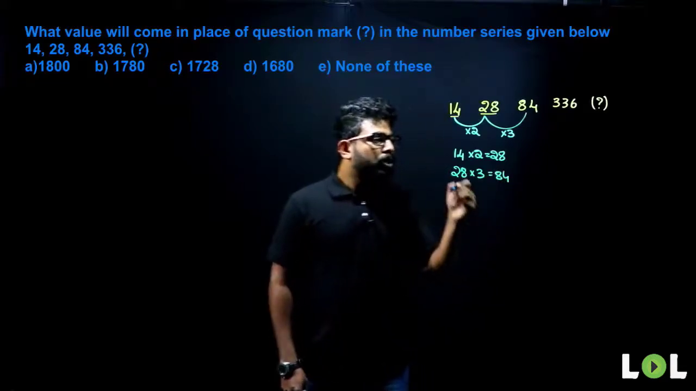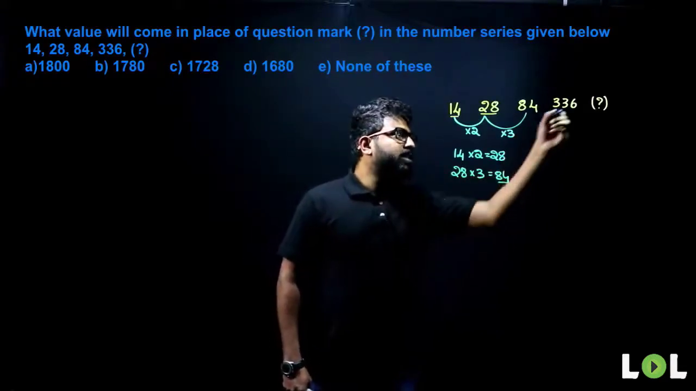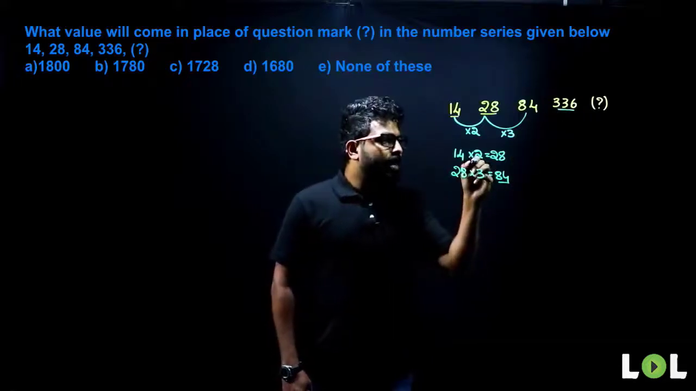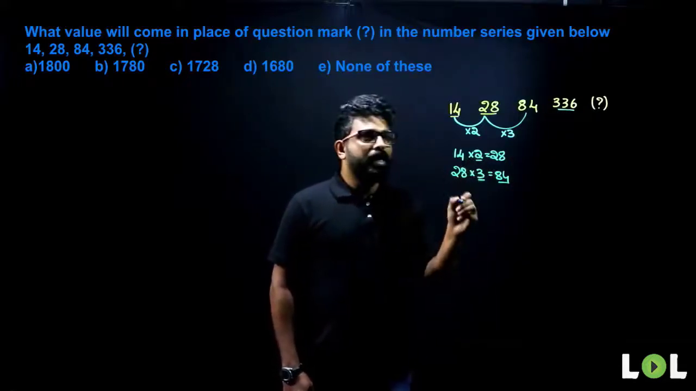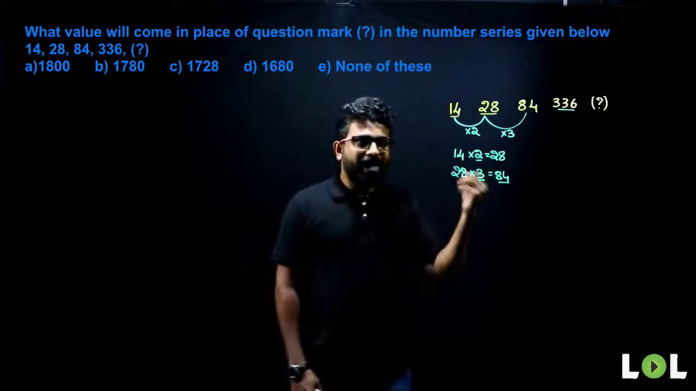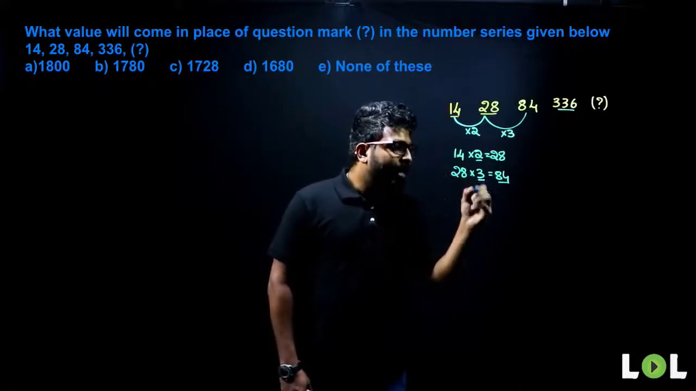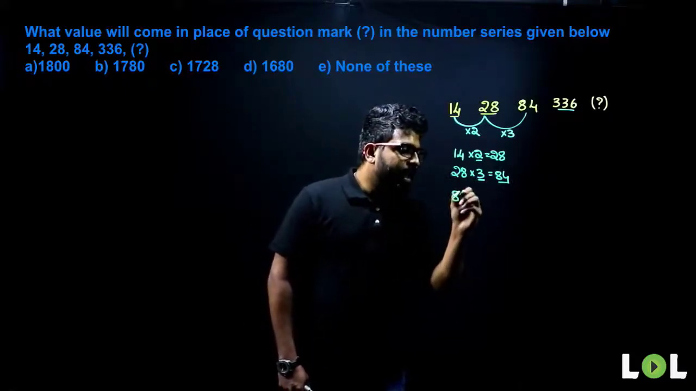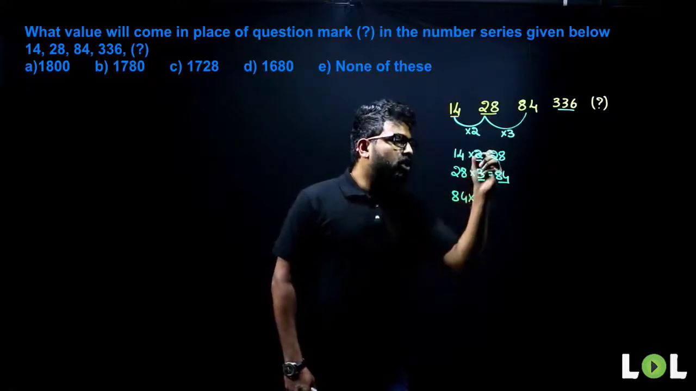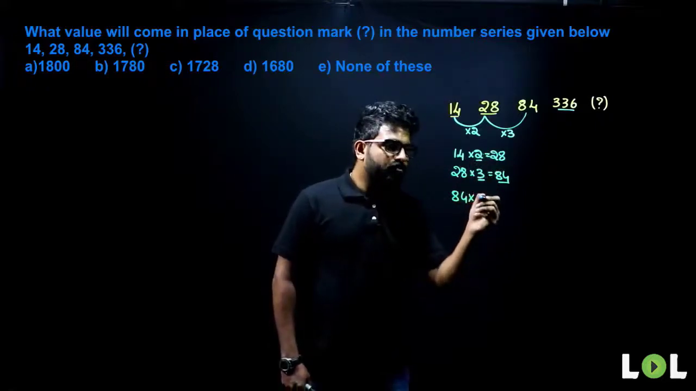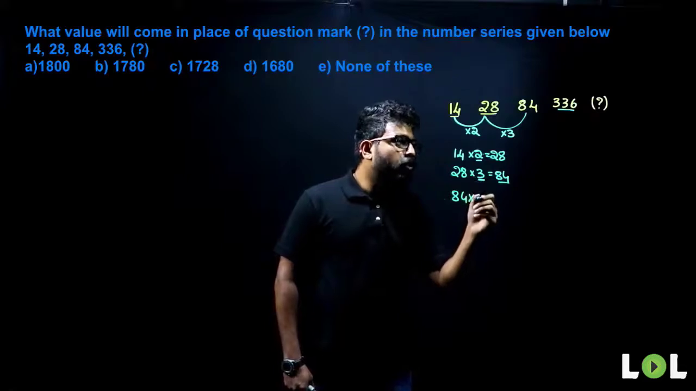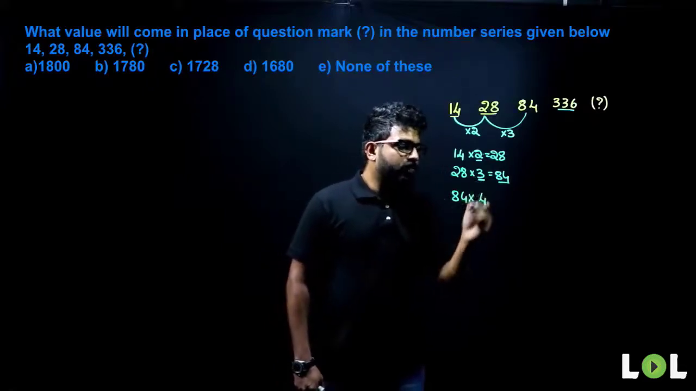Next, what should I multiply with 84 to get 336? Look at my logic here. I multiplied it with 2, I multiplied it with 3. It should be either 5 or 4. Why did I say 5? Because if the logic was consecutive prime numbers, it would have been 5. But in this case, let me check with 4.